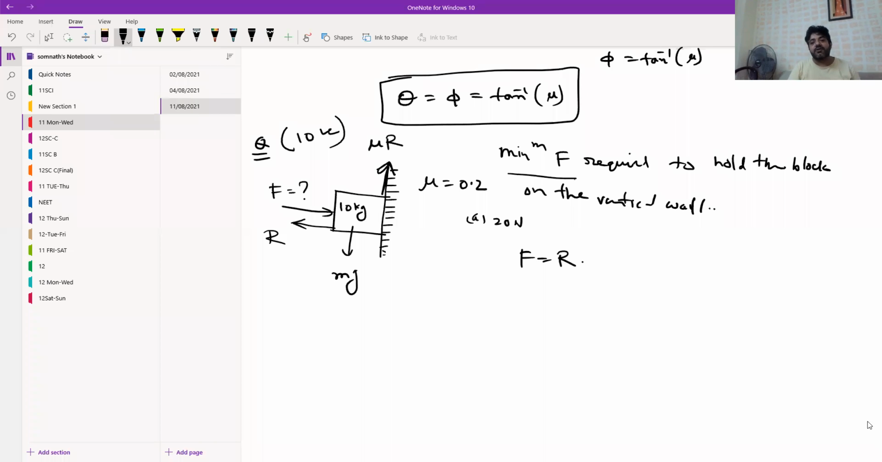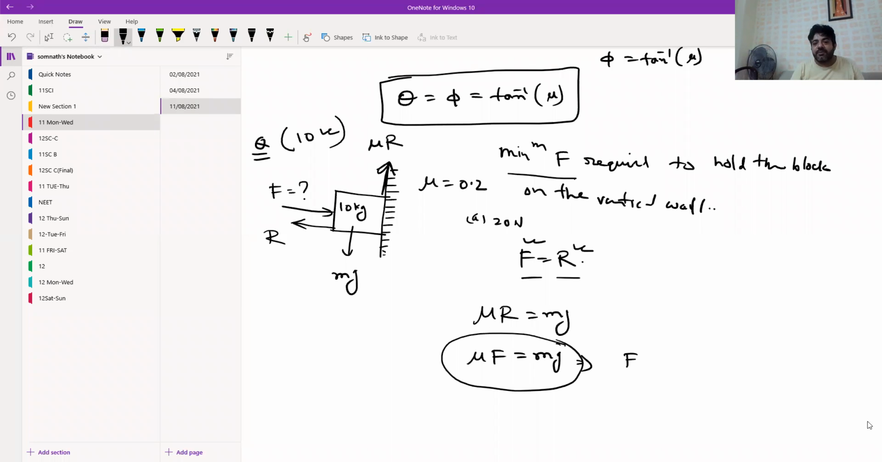You can equalize them. So first of all, force is the normal reaction, and now mu into R is mg, and here your R is F. So mu F is mg. Whenever they ask you this type of question, you can write this: mu F is mg. So my F is mg by mu. Now in this question, my mass is given 10 kg, g I can take 10, and mu is given 0.2. So you have 100 by 0.2, that is 500 Newton.